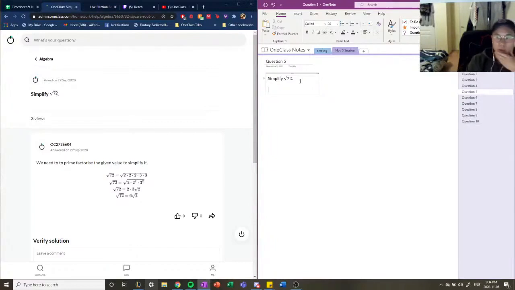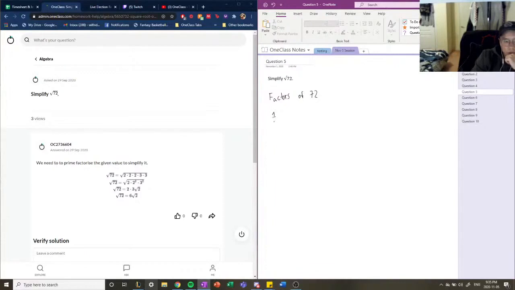Okay, so when we're thinking about how to root 72, what I like to do is think about the factors that make up 72. Factors are basically the numbers that, when multiplied together, make 72. So let's think about what the factors of 72 are.